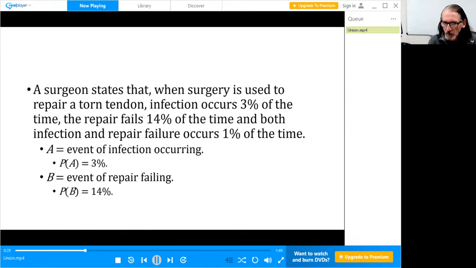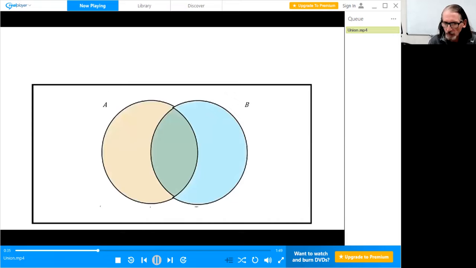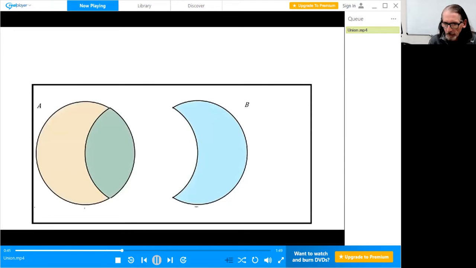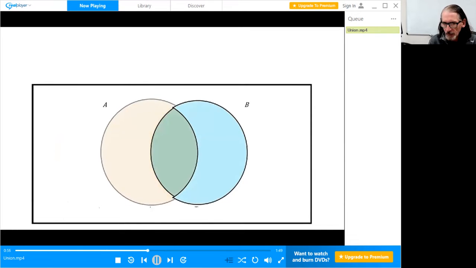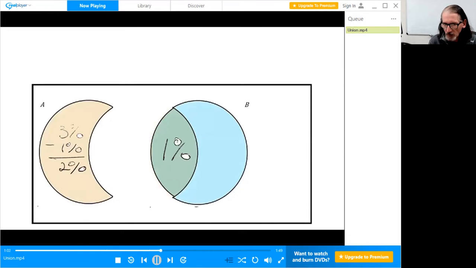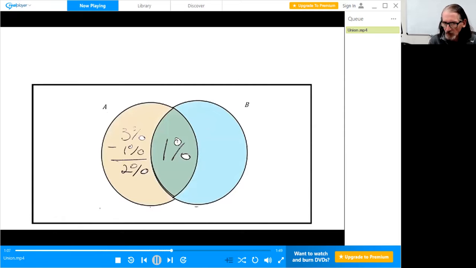So what if we were asked, what's the probability of at least one of these things occurring? Because that 1% is included in both event A and event B, then we should label the percent that's in the intersection first. In other words, don't put that 3% there. Instead, put the 1% in the intersection and take away 1% from the 3% to get the 2%.